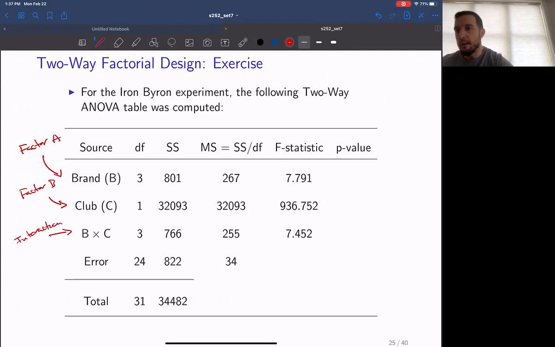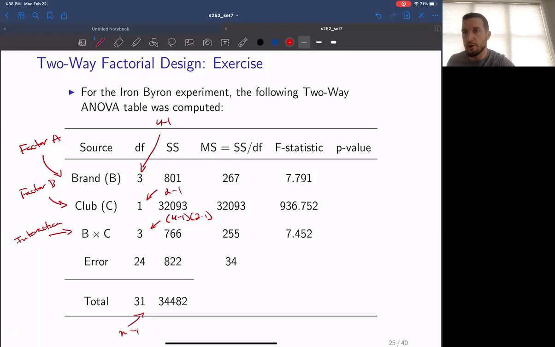And then the ANOVA table unfolds pretty much the same way as it did in the one-way ANOVA case and in the completely randomized block design case. So we have our degree of freedom for each source. So there were 4 golf ball brands, right? So this is just 4 minus 1. There were 2 club types, so that's 2 minus 1. This is going to be 4 minus 1 times 2 minus 1. This is just going to be little n minus 1, and then the 24 would be the difference between them.